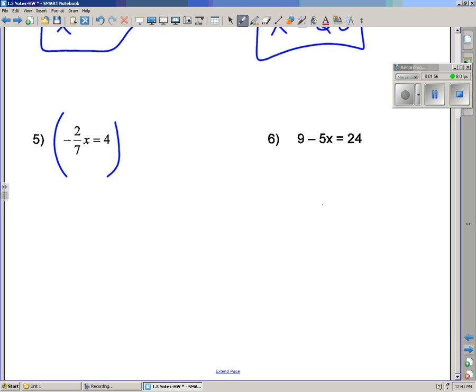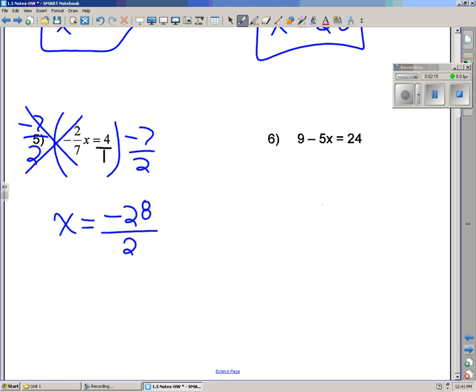So the reciprocal of -2/7 would be -7/2. You know that reciprocals multiply back to 1. So while these guys cancel each other out, you get x equals, don't forget, as a fraction, 4 is over 1. When you multiply the tops, you get -28. When you multiply across the bottom, you get 2. And x just becomes -14.